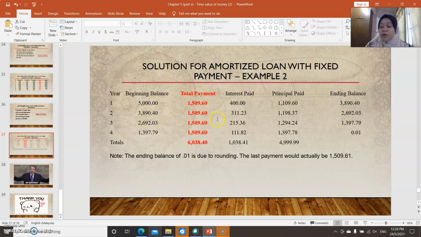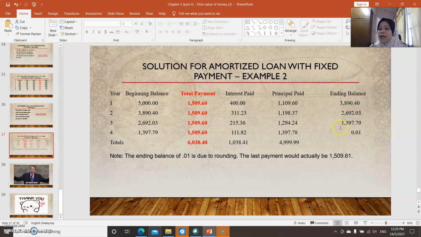And then the total payment will be the same. You have already found it just now. Okay, so how are you going to find the principal paid? The total payment minus the interest paid, you will get the principal paid. How do you get the interest paid here? 2692.03 times 8%, you will get 215.36. Okay, so total payment minus the interest paid, you will get the principal paid.